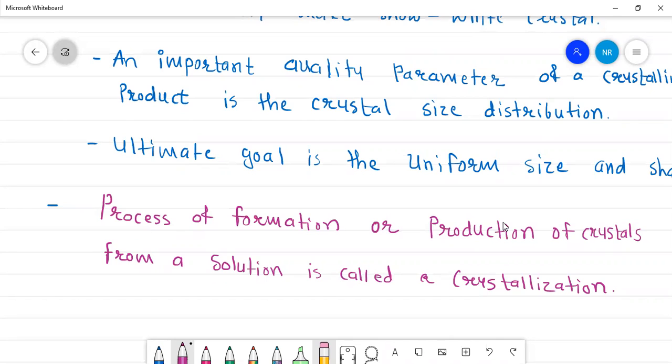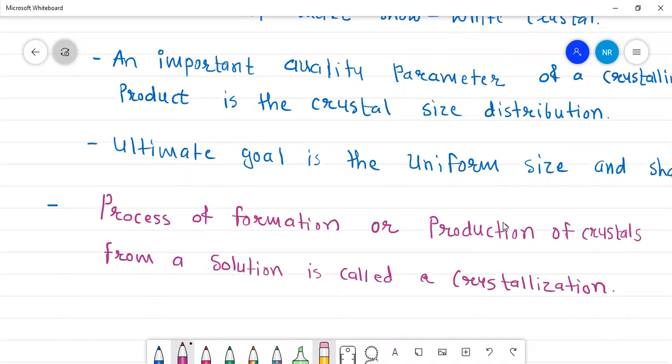This should not be done. We should have very fine particles. Like if you are buying sugar and there are different sizes of sugar, then it's not okay. So we will not buy it. So we require a uniform size and shape.